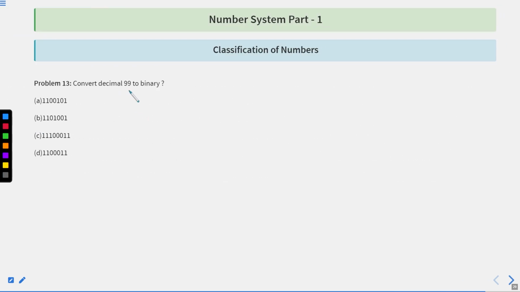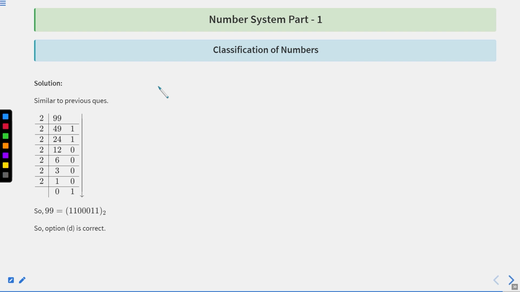We have 99 and we are asked to convert it to binary. So the same process we are going to follow. This time we are writing it properly, because last time we wrote in sentence form, and like this we can do it quickly. So 99 we are dividing by 2, we have 49. We divide it again by 2, we have 24. Dividing it again by 2, we have 12. Keep writing the remainders this side.